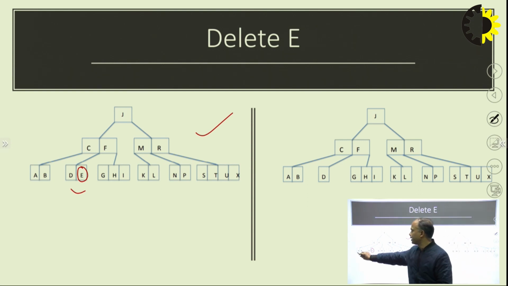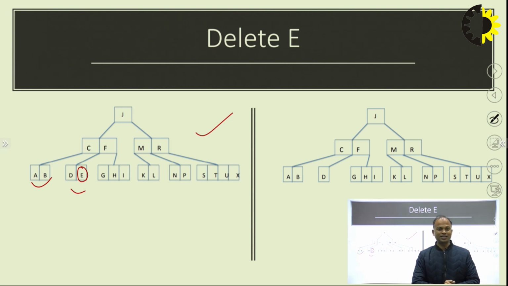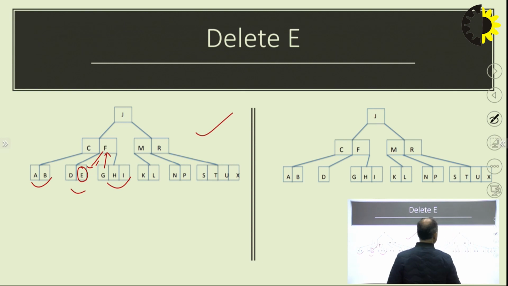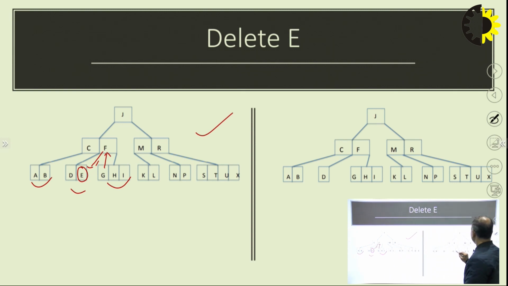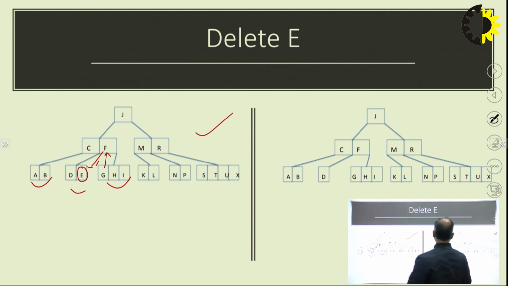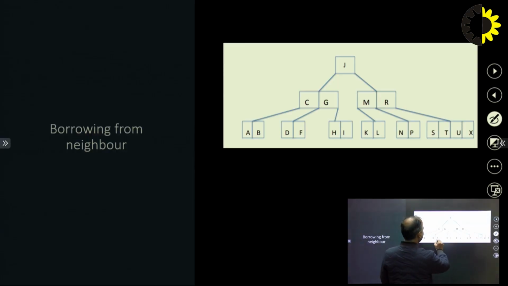So further A B, here we have the 2 keys. So borrow is not possible from here. Now C, right hand side, G, H I. So here we have the 3 keys. One borrow is possible. So we can take the borrow key from this particular node, and how can we take the borrow key from this particular node? G will go upward, F will come down, like this. So in this case, G will go upward and F will come down.